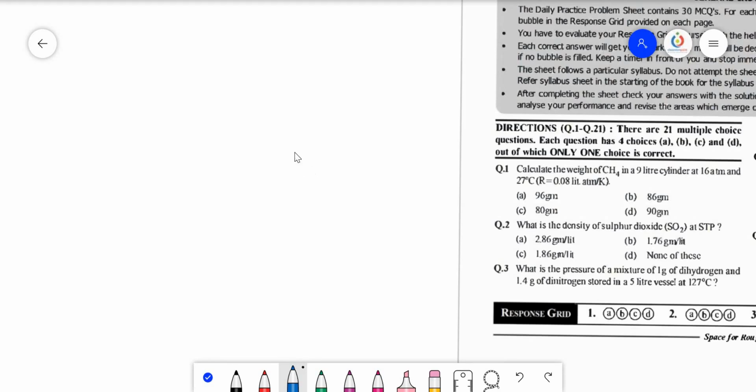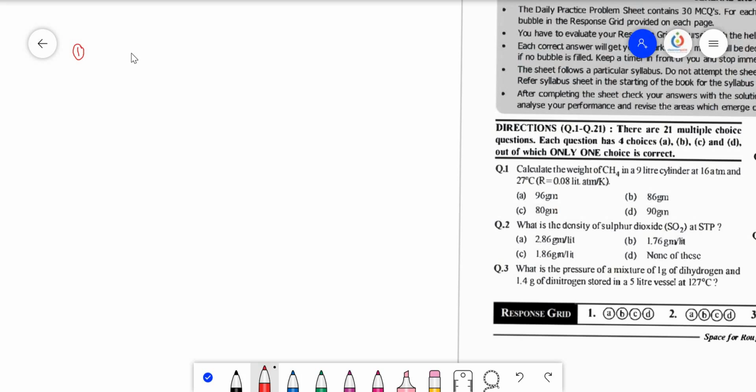In today's session, we shall discuss the questions on the states of matter. The first question is, calculate the weight of methane in a 9-liter cylinder at 16 atmospheres and 27 degrees centigrade. R value is given. So, it is question number 1 now.